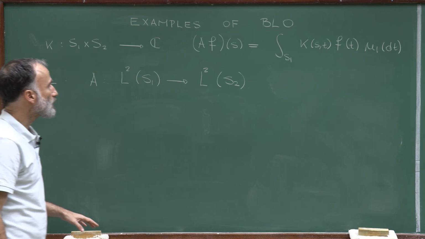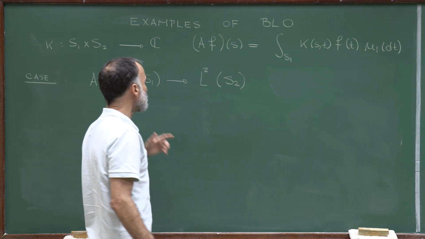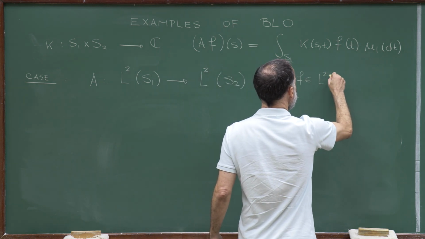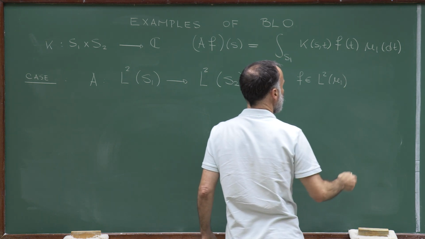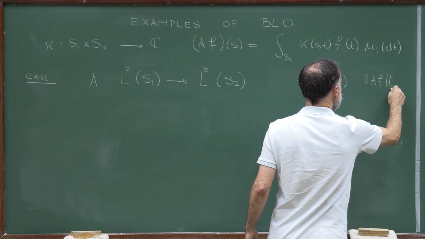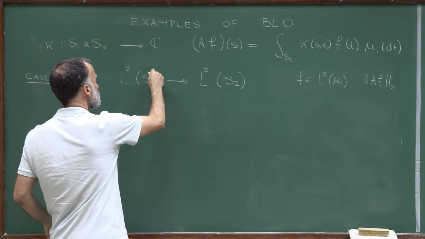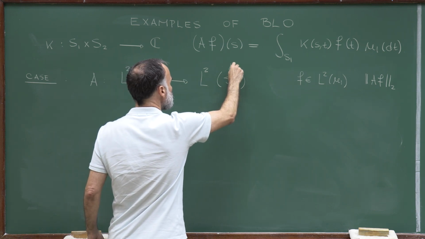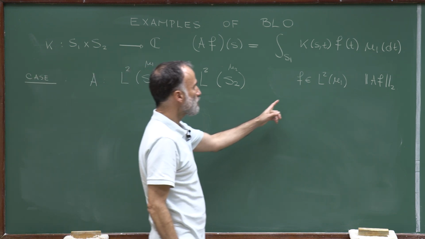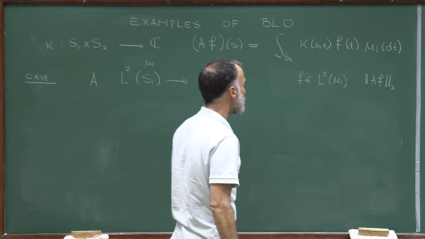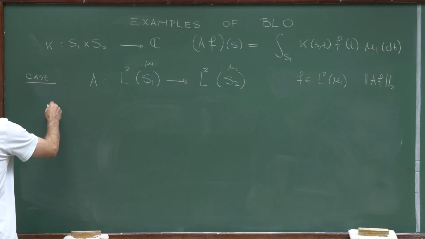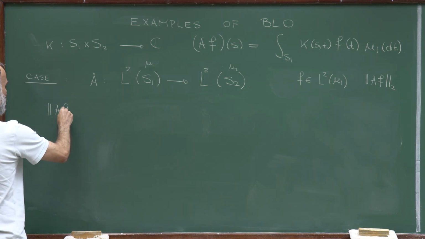So I want to give a slightly different condition on K for A to be a bounded operator. So I'll fix again f in L2 of mu1, and I want to estimate the L2 norm of A of f. And here I wrote S1, S2, but what I meant is mu1, mu2. I hope this is clear. So again, I fix a function f in L2. I consider Af. I want to estimate the norm of Af. And I will use the following representation of Af.